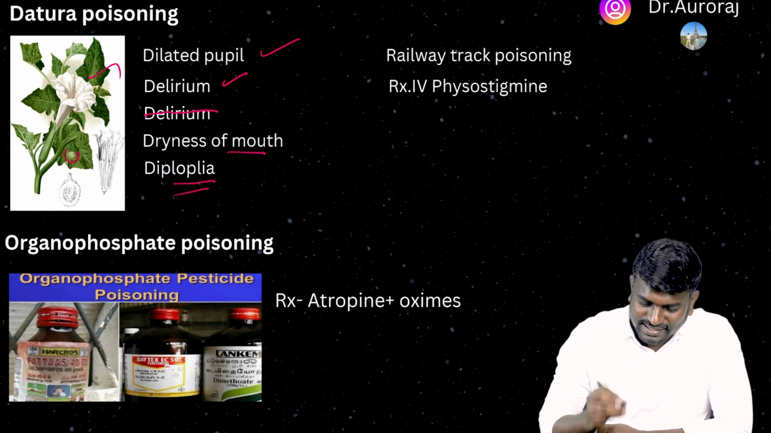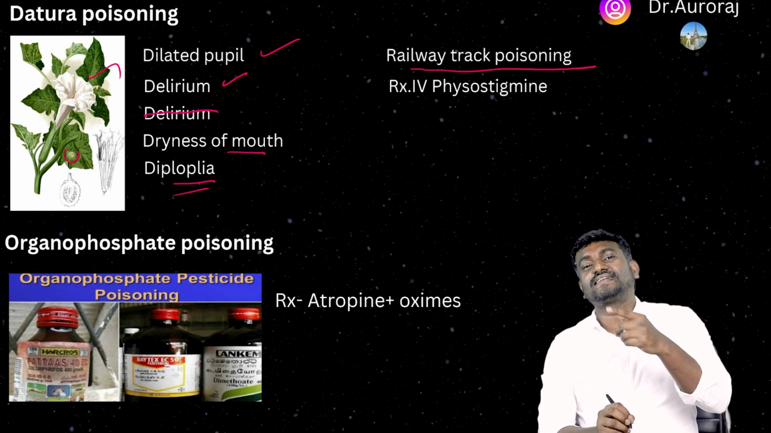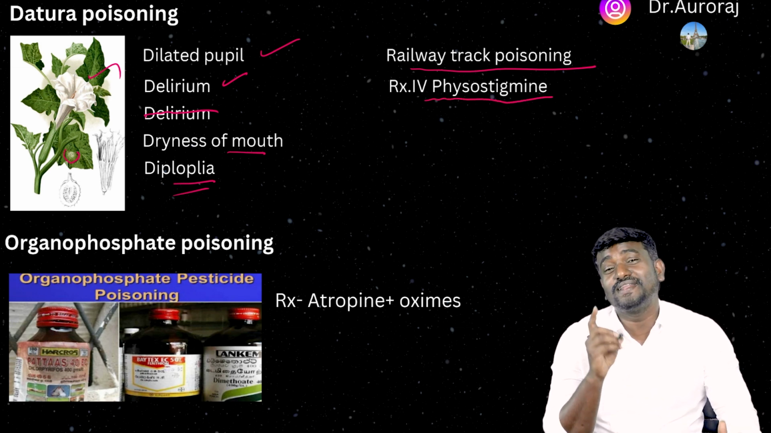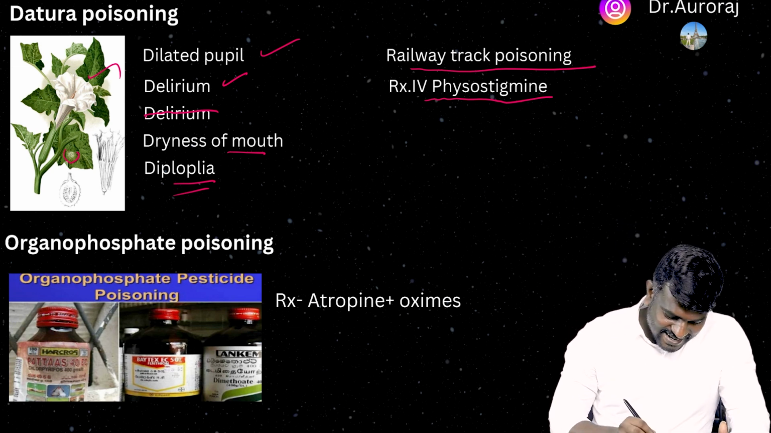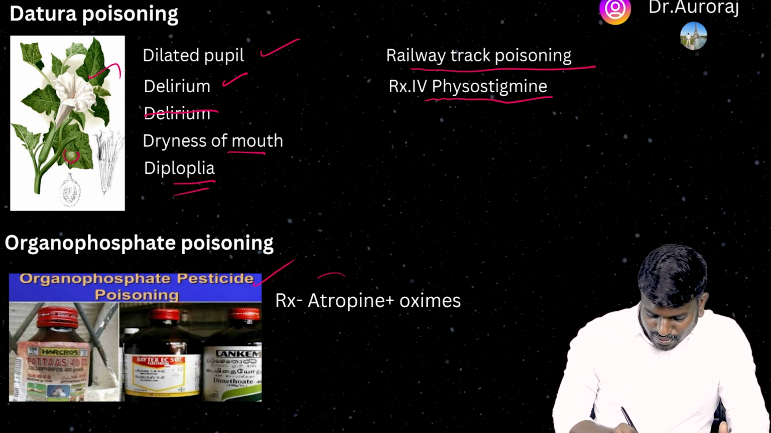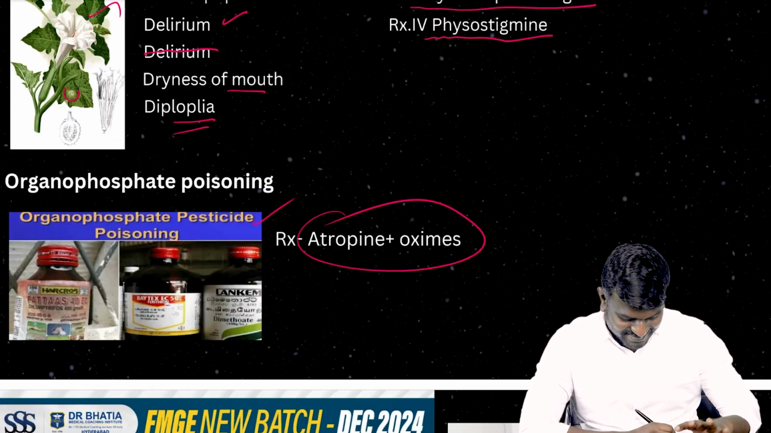Yes. Now, this is commonly seen in the railway tracks. So this is called as what? Railway track poisoning. And treatment is going to be what? IV physostigmine. IV physostigmine for Datura poisoning. Good. This image here depicts what? Organophosphate poisoning. We are going to give what? Atropine along with oxims. Yes.